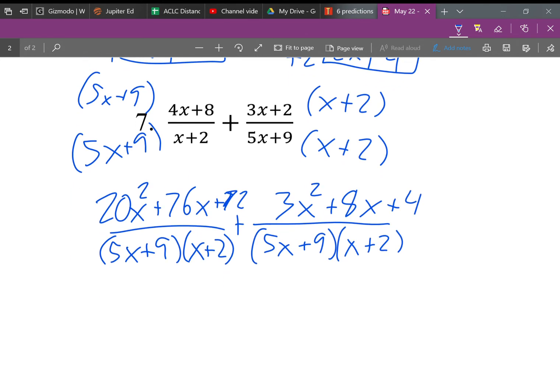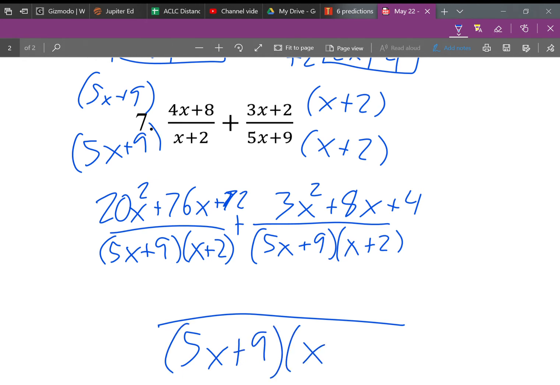So now I look again. What do I have? I have two rational expressions that I'm trying to add. Do their denominators match? Yes, now they do. So now I'm going to write out my answer. I'm not multiplying out the bottom. I do not need to do that.